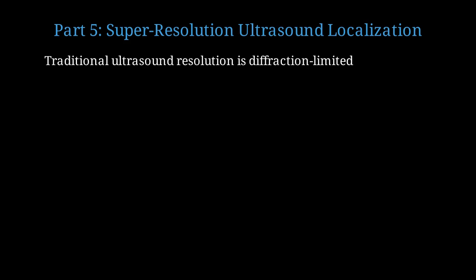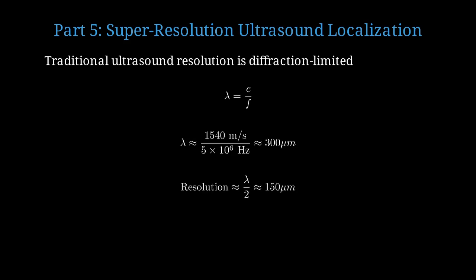Classical ultrasound imaging faces a fundamental limit called the diffraction limit. Wavelength lambda equals sound speed c divided by frequency f. At 5 MHz in tissue, wavelength is approximately 300 micrometers. The diffraction-limited resolution is approximately half a wavelength, or 150 micrometers.